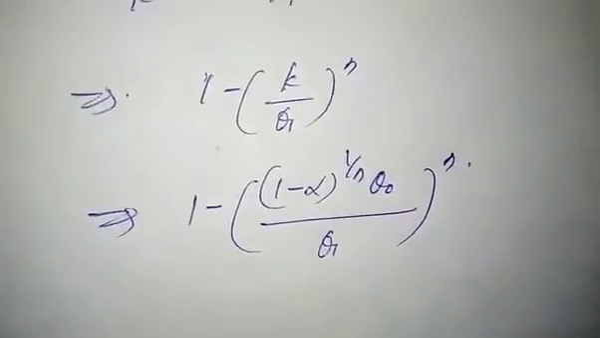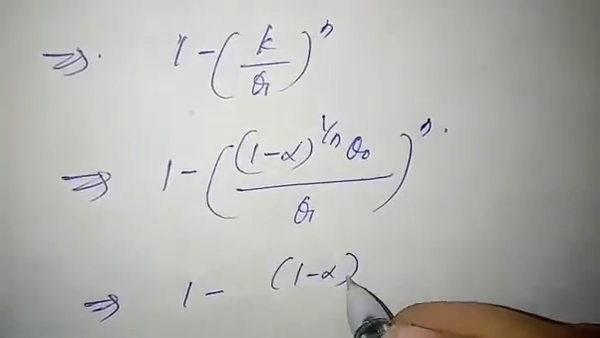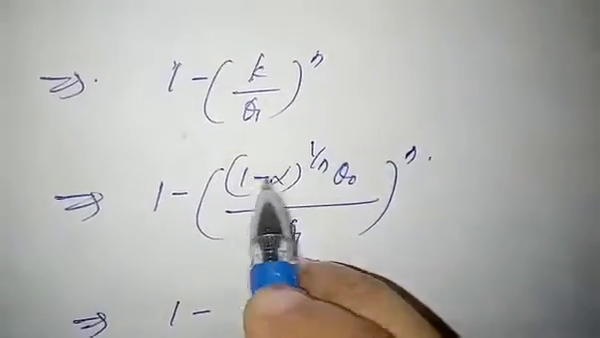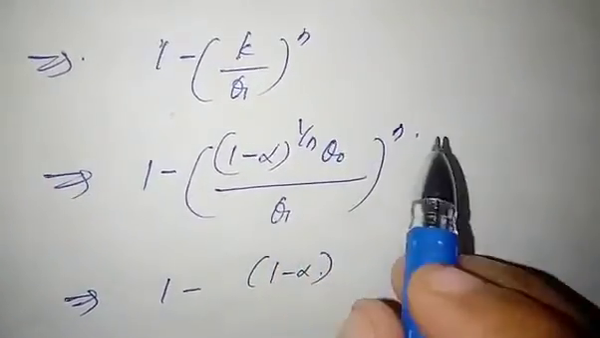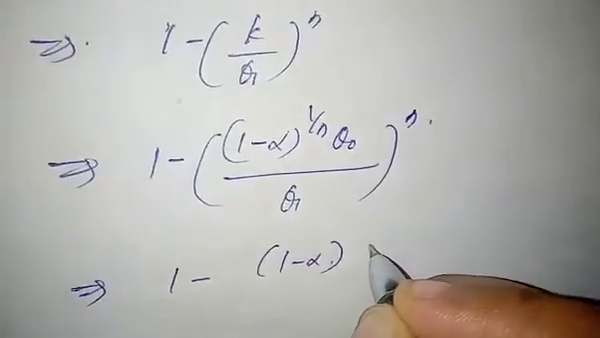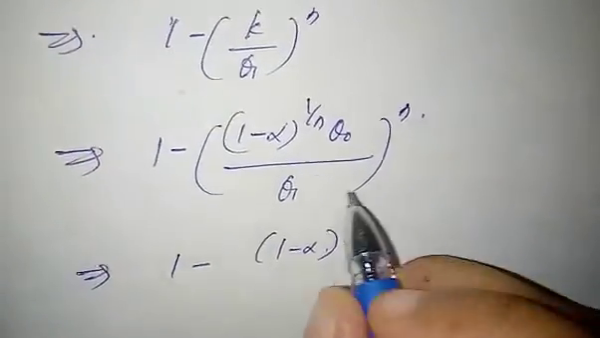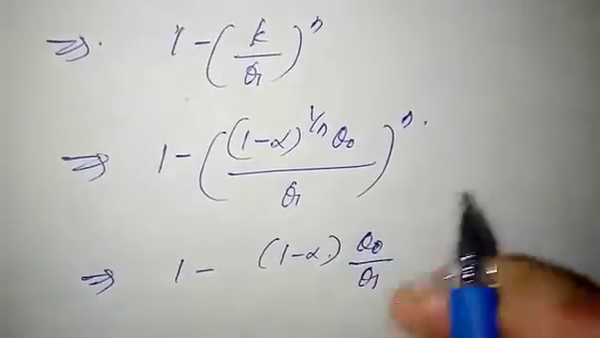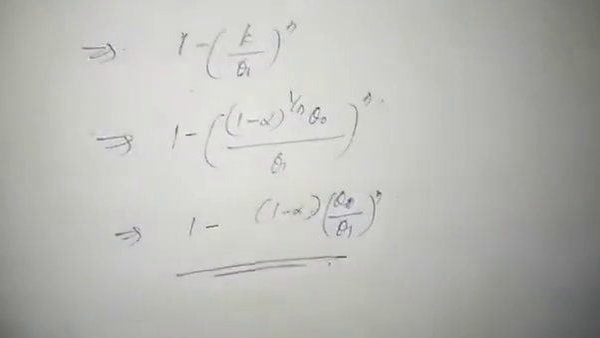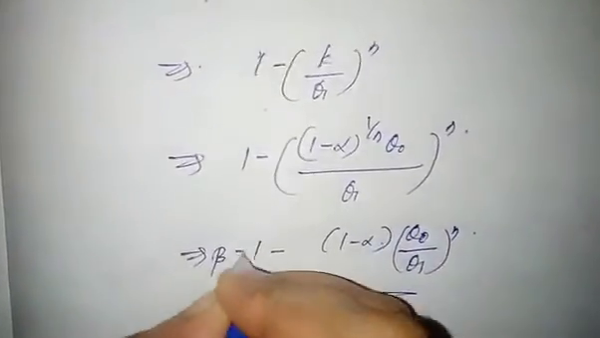You can write the power of the test as 1 minus alpha power 1 by n, and here power n, that is 1 minus alpha power 1. Then theta naught power n over theta 1 power n, that is we can write theta naught divided by theta 1 power n. This is the power of the test, that is beta.